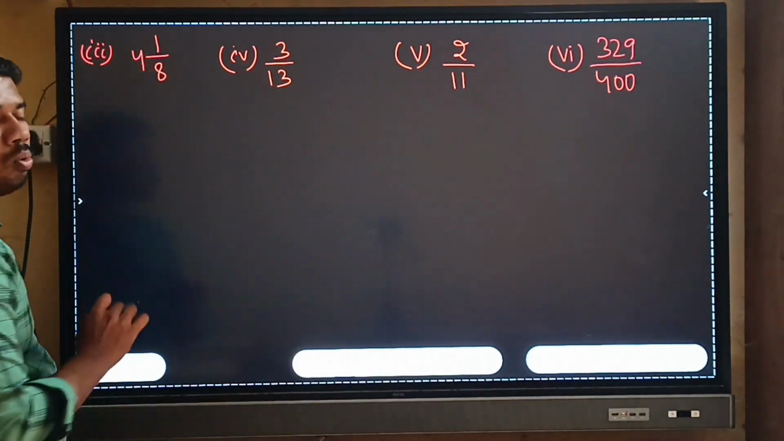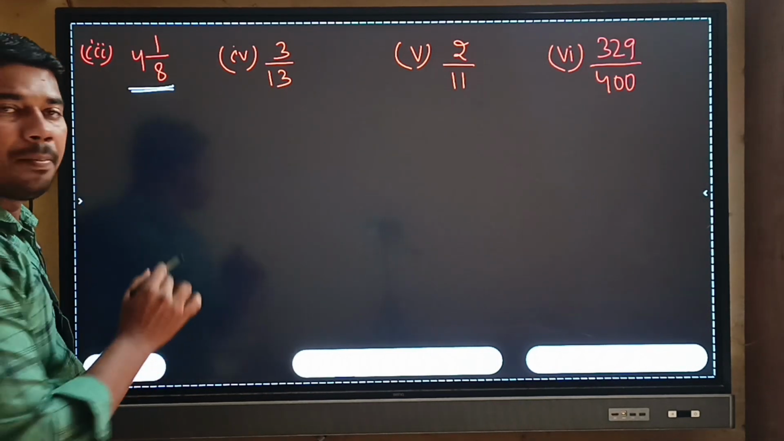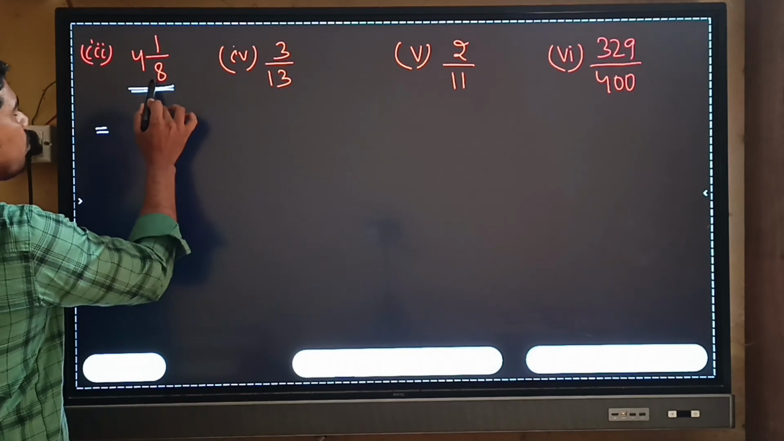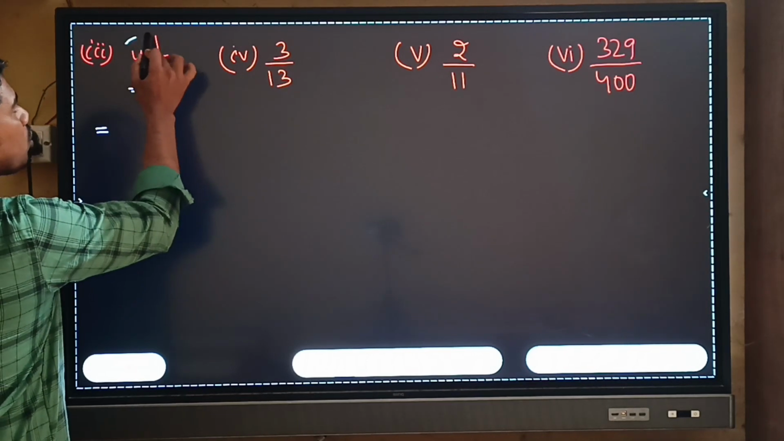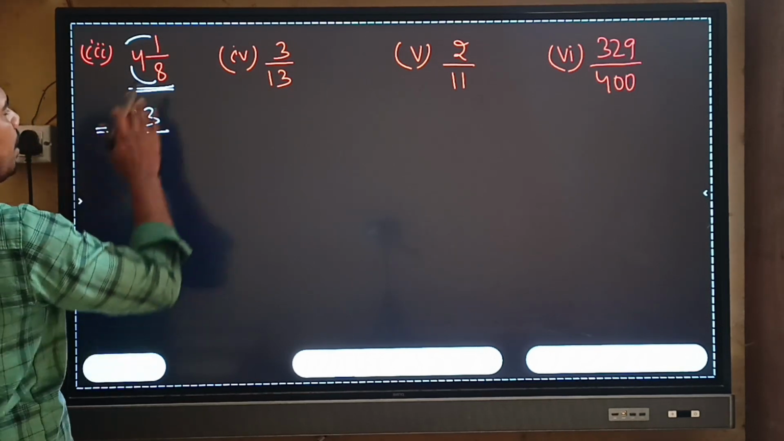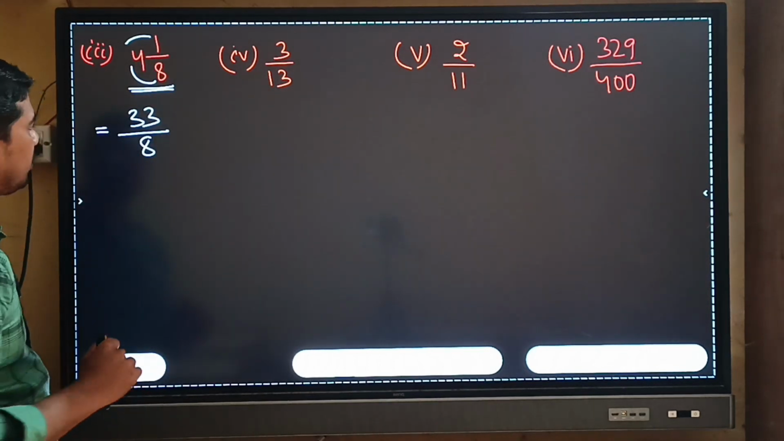4 whole 1 upon 8. So this one is a mixed fraction. So what we have to do here? First multiply, 8 4s are 32, then plus 1, 33 upon 8. So 4 whole 1 upon 8 is equal to 33 by 8.